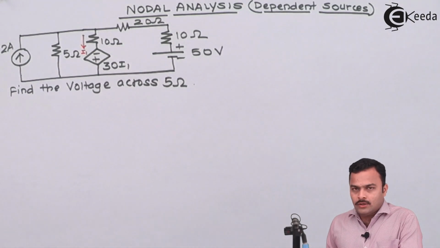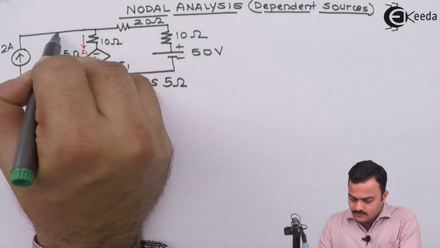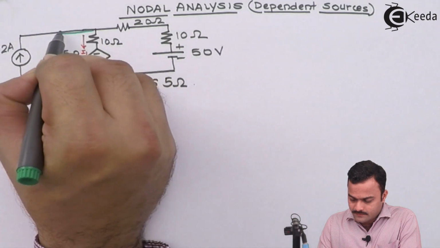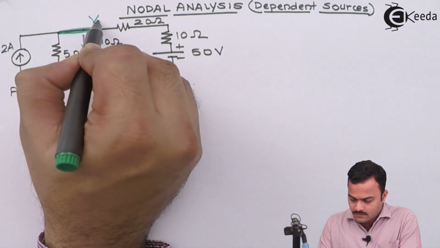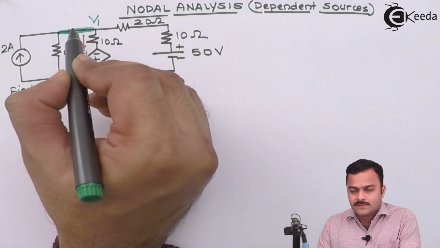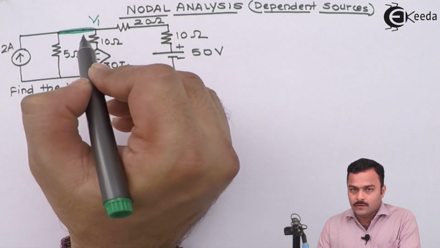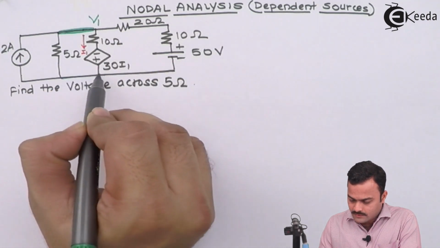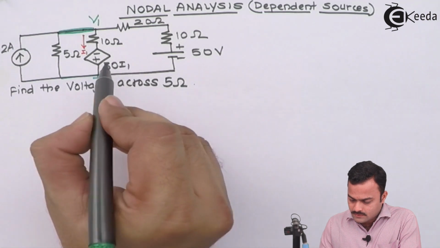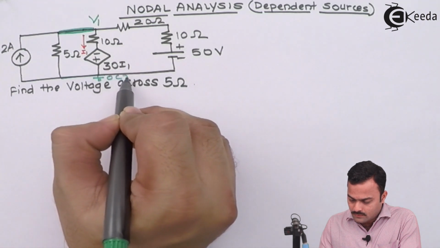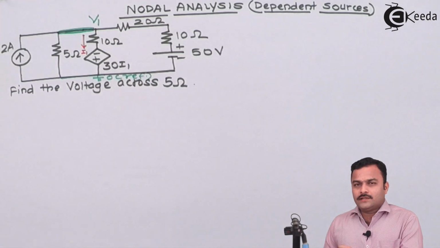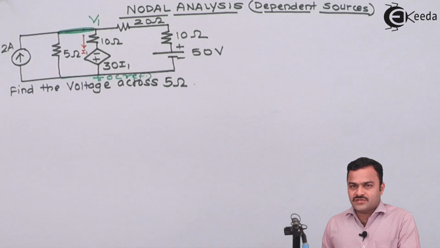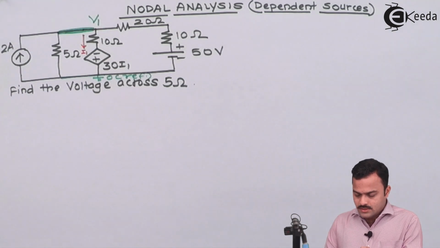So let's mark all nodes first. As we discussed, this entire thing will become one node with potential, I can say V1, and as per our definition, in the circuit we'll be having only one node along with one reference over here. So this is 0, or you can say the reference potential. Now it is very simple. We will be having only one equation and one unknown. So let's simplify this.